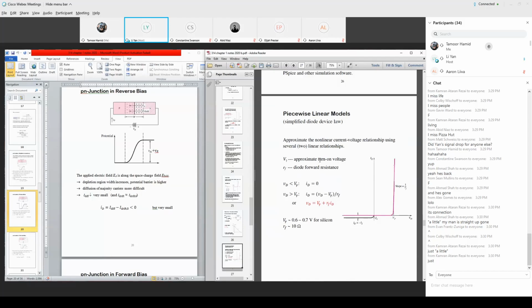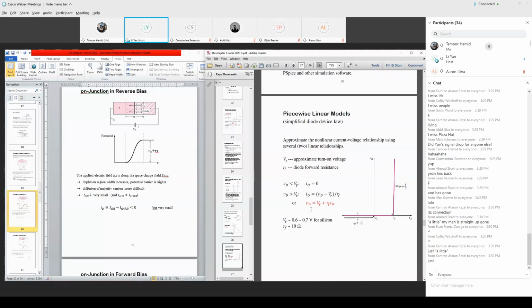That's before the breakdown. So V gamma is the threshold: when the diode voltage is below V gamma, we say the diode is off. It's this line, where ID is zero. When the diode voltage is above V gamma, the current increases linearly. Mathematically, that linear equation describes what happens here, and the slope is equal to the inverse of RD. This expression of the piecewise linear model can be rewritten into this form.